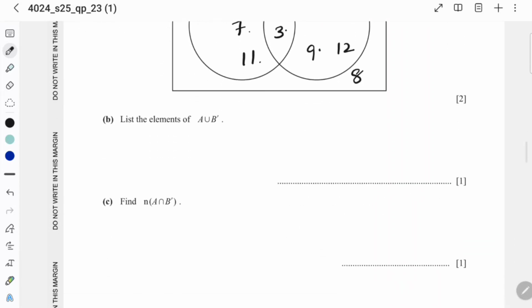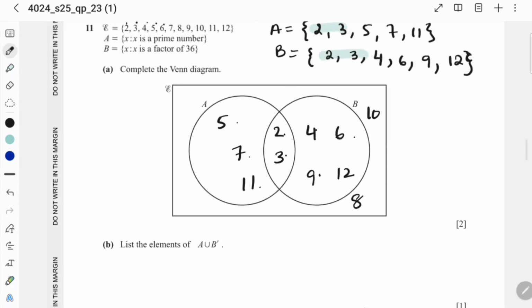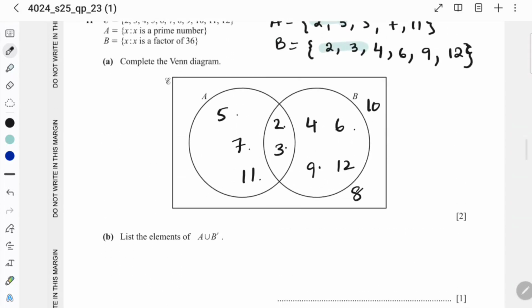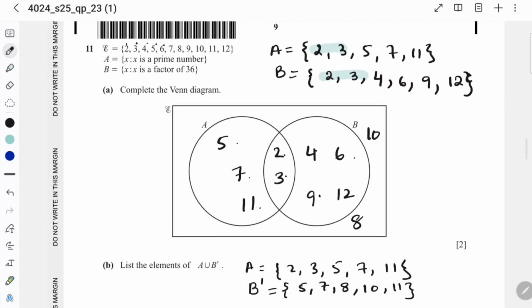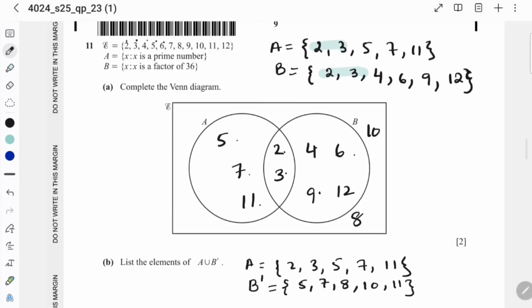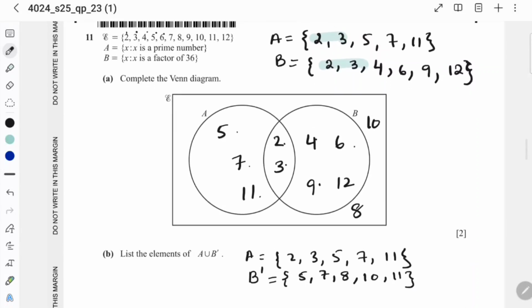Now A union B complement. We know that set A is 2, 3, 5, 7, 11, and B complement means not B, which is 5, 7, 8, 10 and 11. So we don't include the 2, 3, 4, 6, 9 and 12 of B in B complement, and write down whatever numbers are left in the universal set.